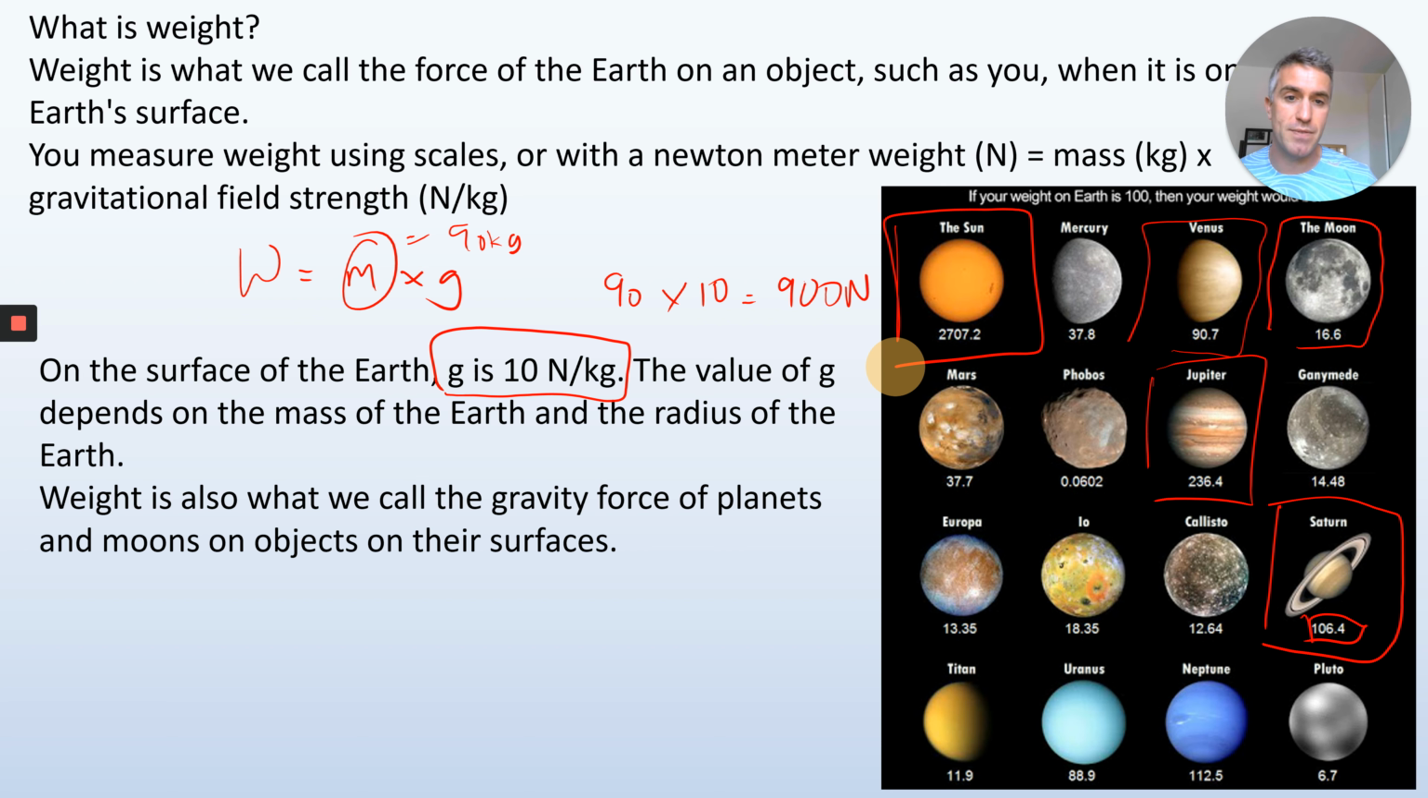Is there anything to write down from this? Make sure you have the equation for weight. Weight is equal to mass times gravitational field strength. And on Earth, it's 10.